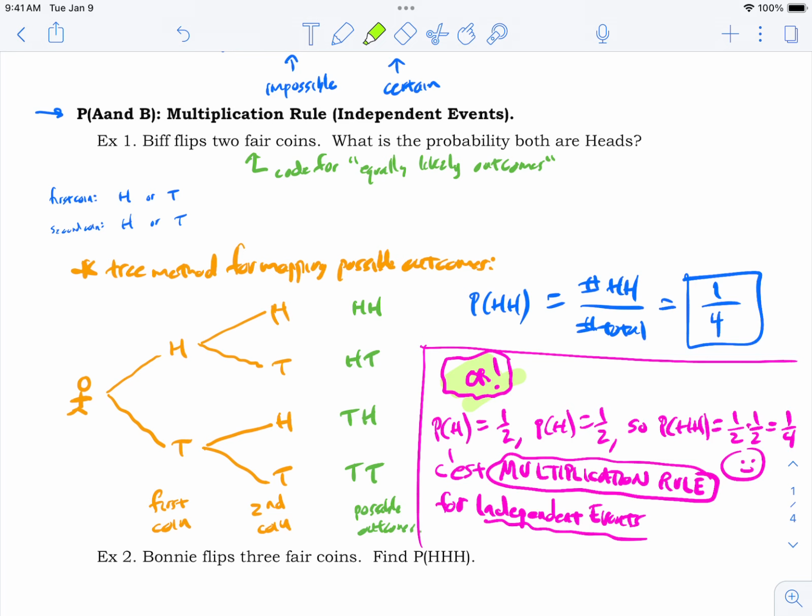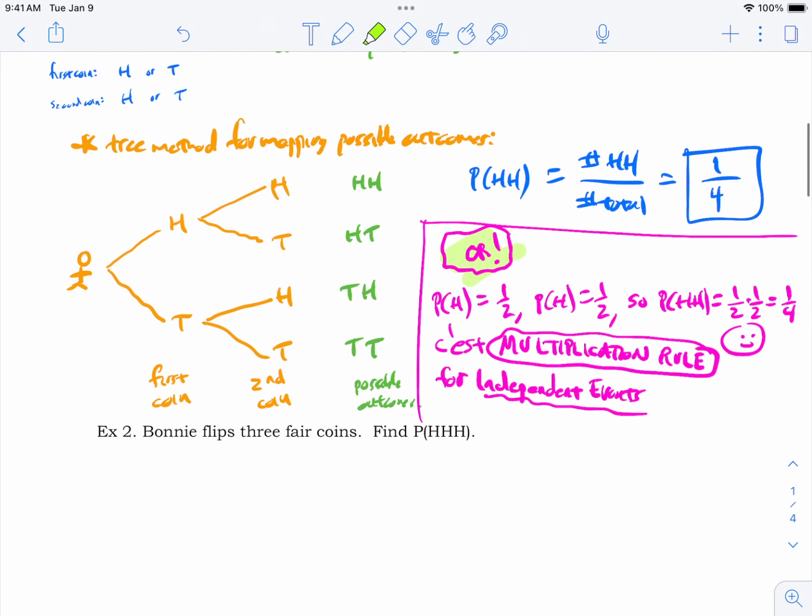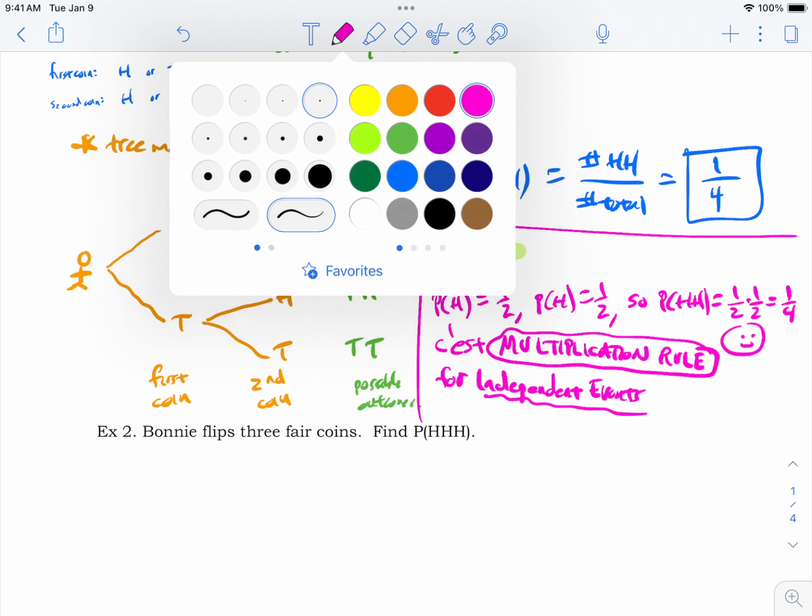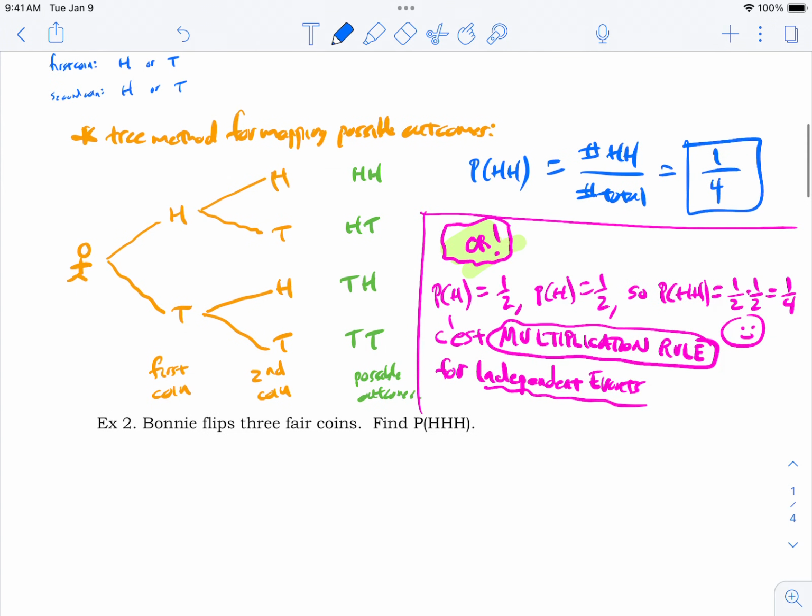Well, hopefully you don't go home. Hopefully you stick around for the next example and you say, what else is going on? Okay, here's another thing that's going on. Bonnie's going to flip 3 fair coins. Fair, again, means all outcomes equally likely. Yay, we like that. She flips 3 fair coins. Find the probability she gets heads 3 times in a row, so I'll just write this out again.